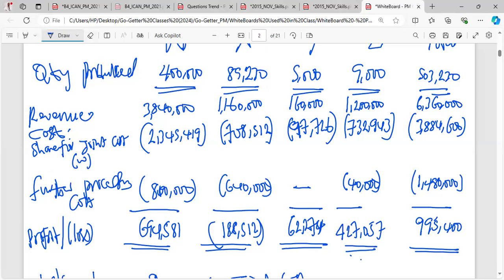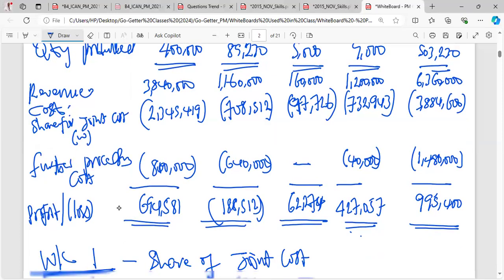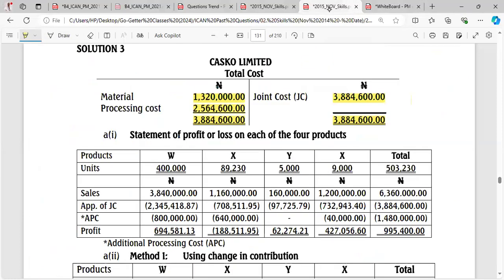let's check it again. I have this, go from right to left, plus 62,274 minus 188,512 plus 694,581. And that gives me the same thing I have here. So that's my profit statement. We are asked to make a profit statement, and we have made a profit statement. So it's similar with what we are asked to do.